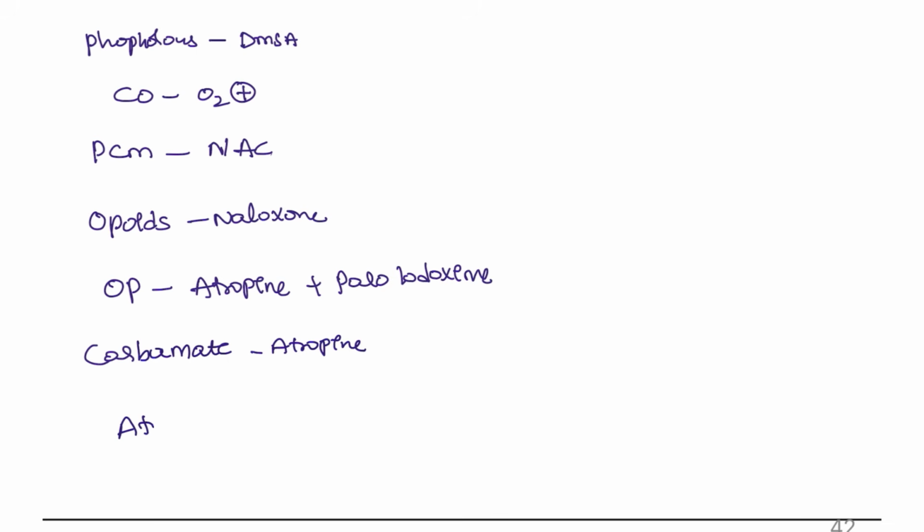What if we have atropine poisoning itself? Then you have to give physostigmine. Physostigmine is given for this patient. Iron, increased iron: deferoxamine is given for this patient. That is the one drug.